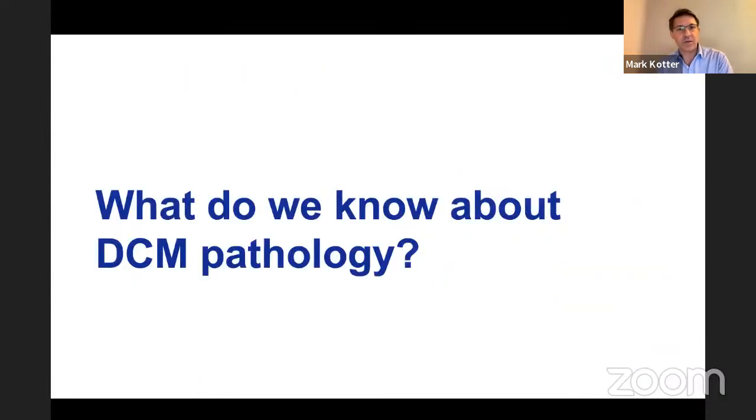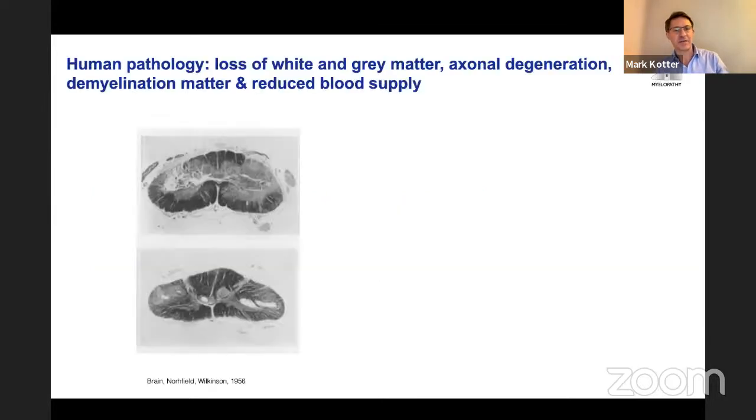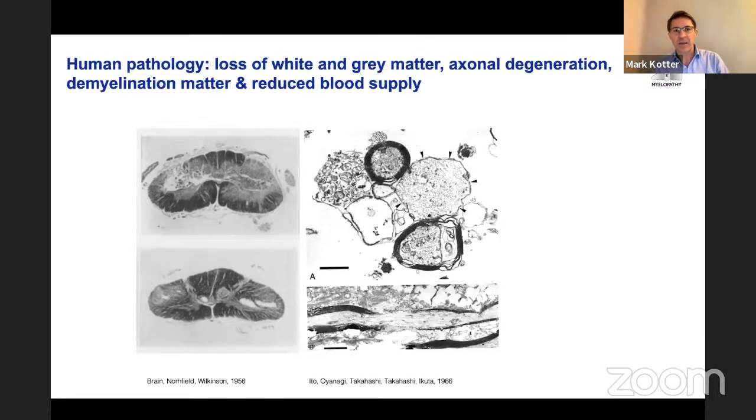The pathology, we know the fundamental aspects of pathology since the 1950s and 60s. This is not a subtle condition. If you look at the spinal cords here, you can see degeneration of white and gray matter tracts. There are areas of cavitation. So this is a very serious injury that happens over time.